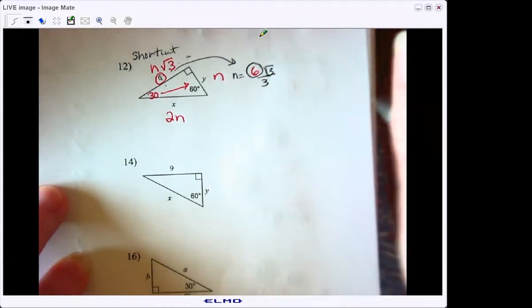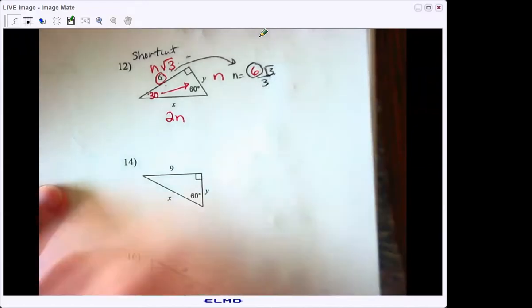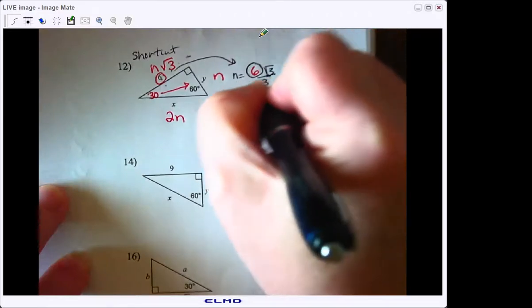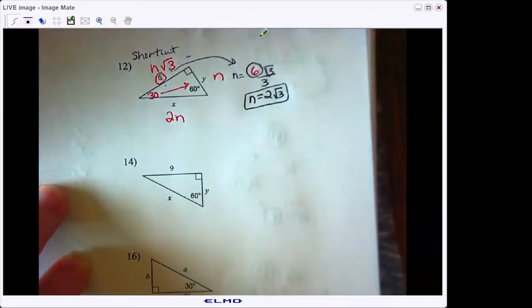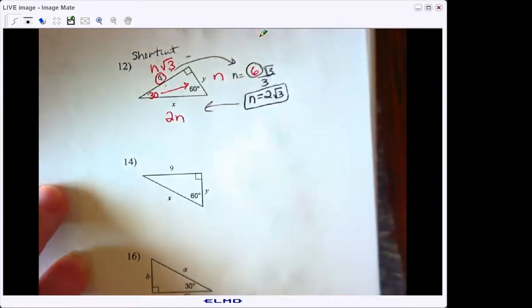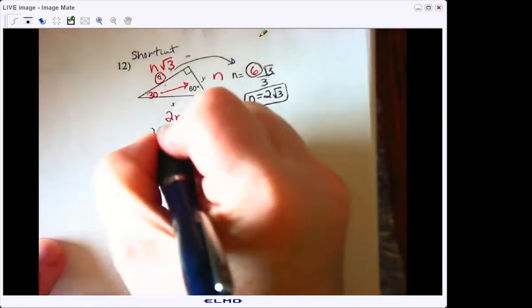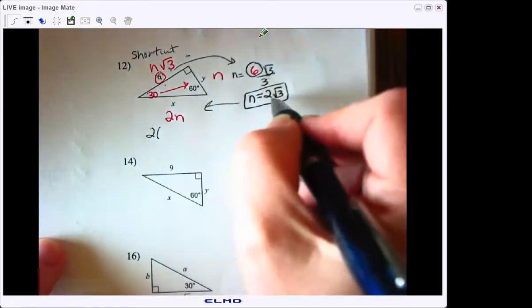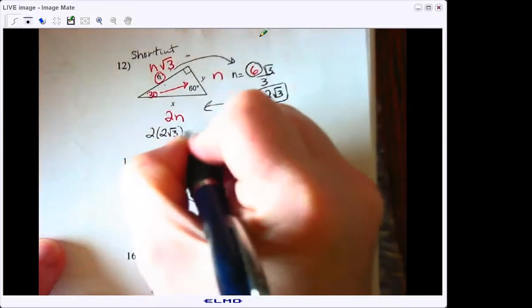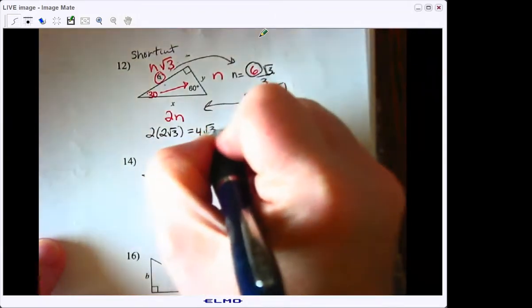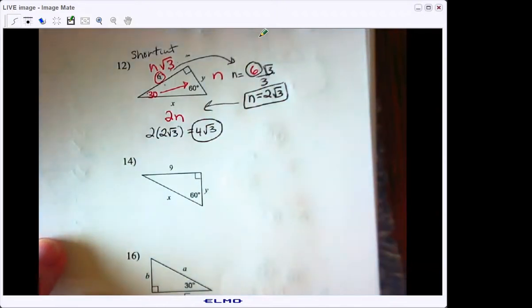Remember, we're only doing outside numbers together. Does 6 divide evenly by 3? Yes. And if you do the 2 root 3, then we go to find our hypotenuse. We write 2 times my n, which we just found, into 2 root 3, which gives me what? 4 root 3. Okay. Questions on that one?